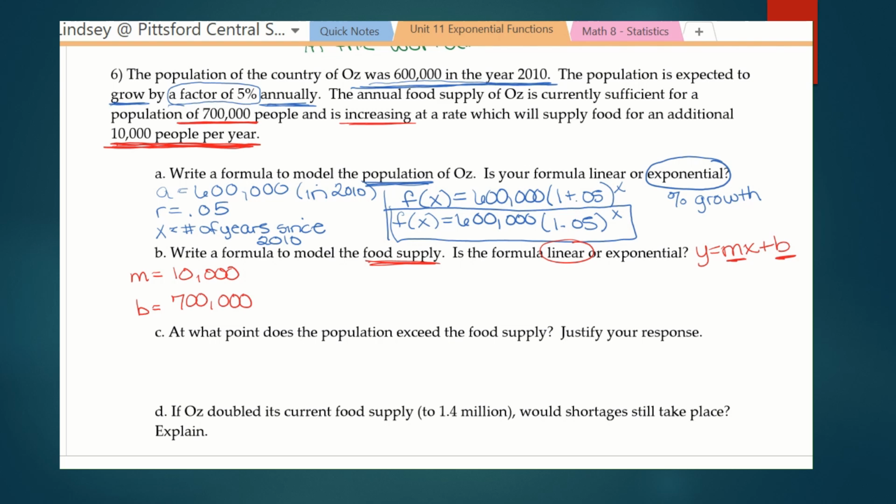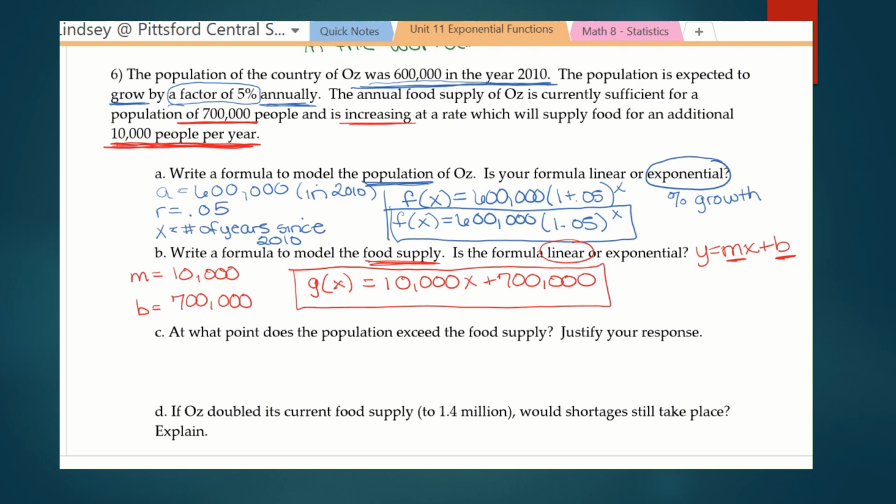All right, so writing our equation, instead of y, I'm going to use g of x. I'm just using function notation, but I'm trying to make sure that I separate our two different functions that we're working with here. So that's why I chose g of x and f of x. So g of x equals my slope, which is 10,000, times x plus 700,000. And here is my formula to model what's happening with the food supply in Oz.